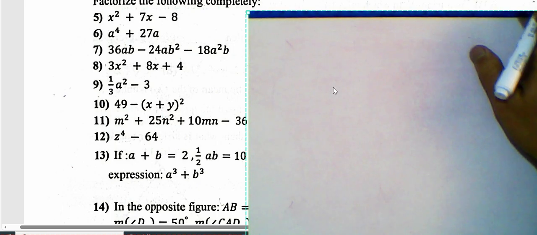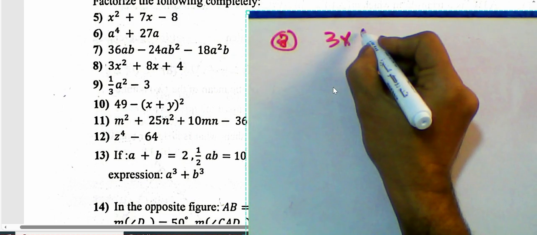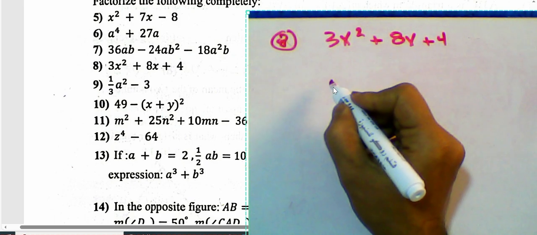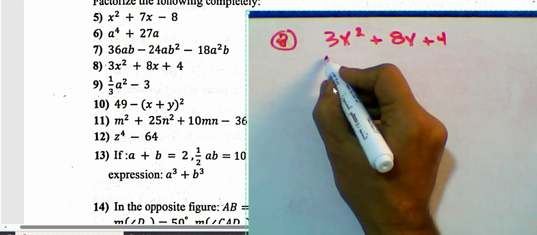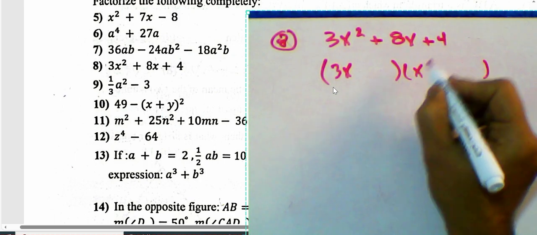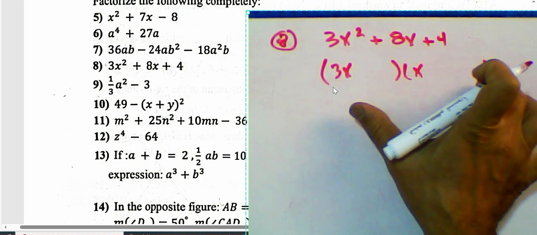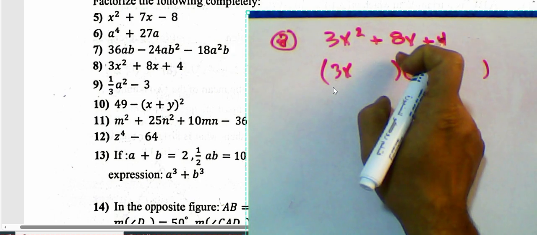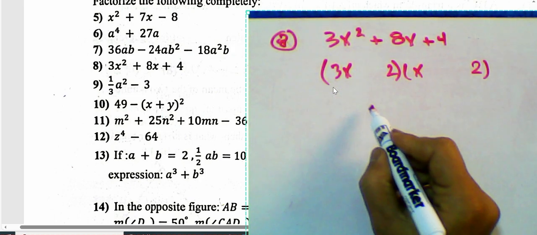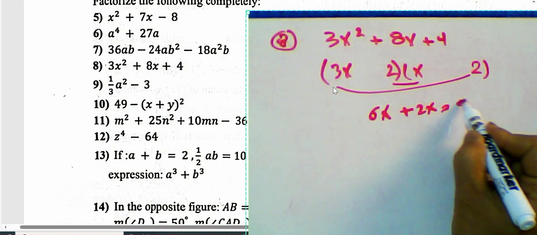Next question, number 8. We have 3x power 2 plus 8x plus 4. You can solve this example by factorizing. Okay, 3x power 2 is equivalent to x times x. We want two numbers whose product equals 4. You can write 1 and 4, but 4 times 3 is 12, and 12 plus 1 equals 13, not 8. Then I will write 2 and 2. Because 2 times 3x equals 6x, and 2 times x equals 2x. The sum of them equals 8x.